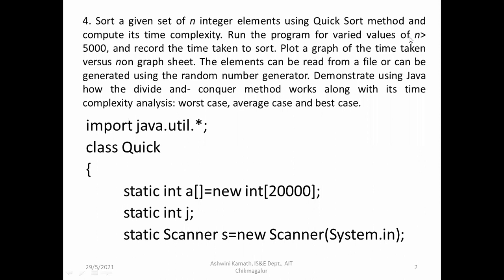If you give Scanner s, it will just create a reference to the Scanner, but it will not allocate the memory for that. To allocate the memory, we have to use the new operator with the Scanner constructor System.in. While discussing constructor and destructor in Java, you will come to know about it. New Scanner of System.in, remember that it will allocate the memory.